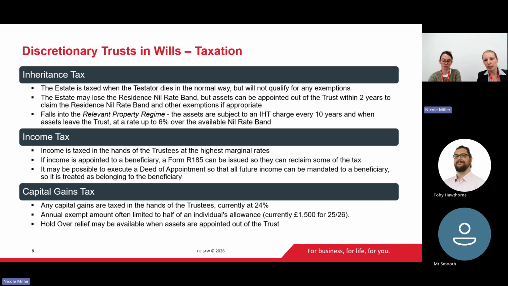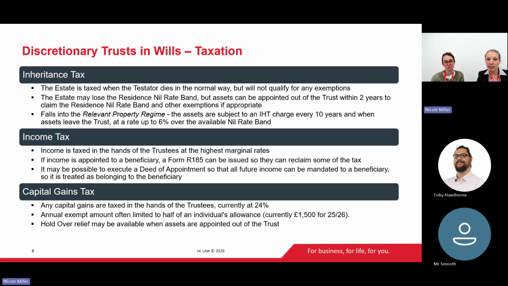appropriate. Also, as I said a moment ago, the estate would lose the residence nil rate band if everything passes into the discretionary trust. Not everyone qualifies for the residence nil rate band anyway, so it might not be too much of an issue. But if the deceased's circumstances were such that they would qualify for the residence nil rate band if some of the funds were appointed out to the trust, then the trustees can arrange that within that 2-year period to make sure that that allowance isn't lost.